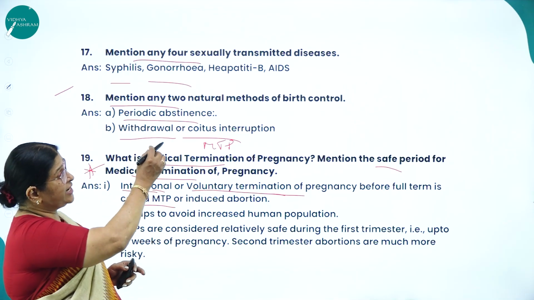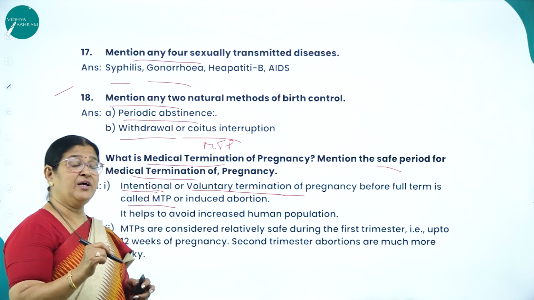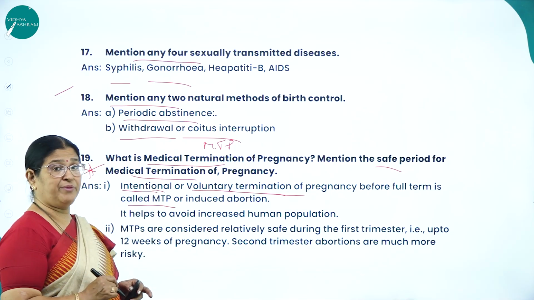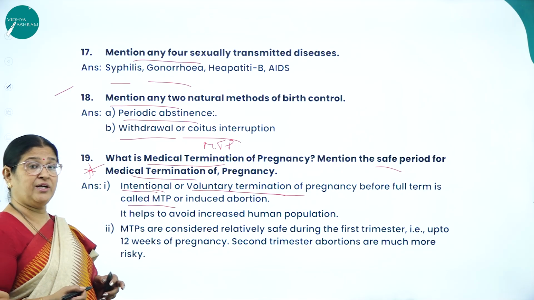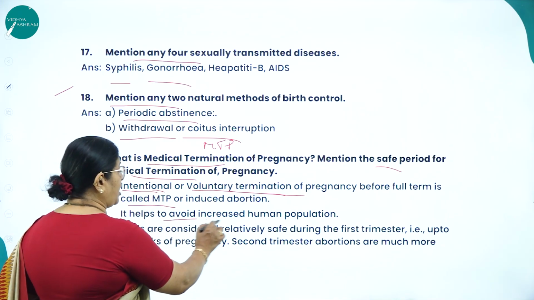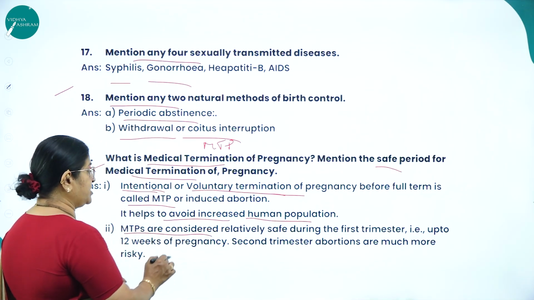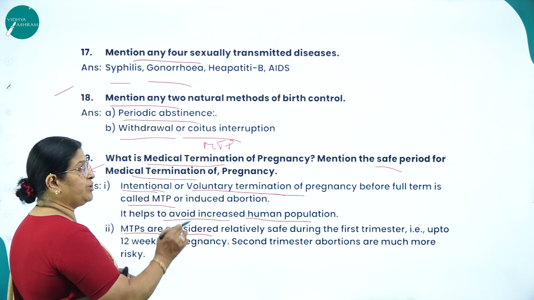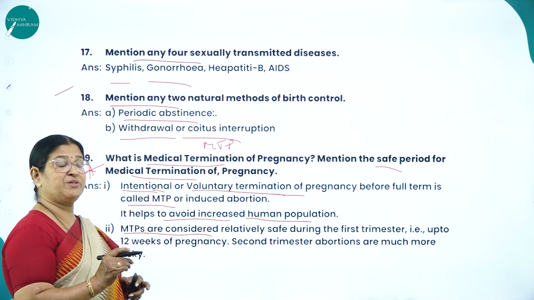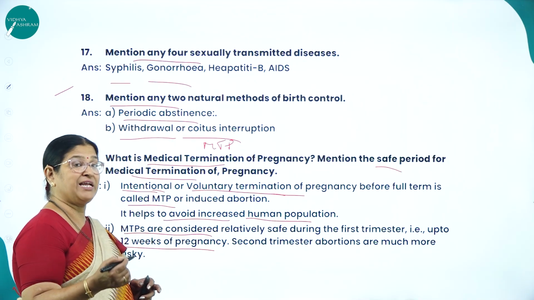Now again, the second question is what? Mention the safe period. So at what period of gestation is she supposed to go for MTP? Otherwise, she may put her life at risk. And what is this MTP helping in? Avoid increased human population also. And MTPs are considered relatively safe during the first trimester. First trimester means up to 12 weeks of pregnancy, or we usually call it 3 months.